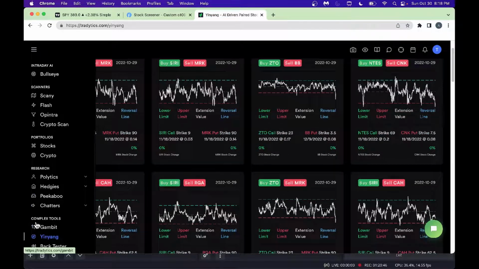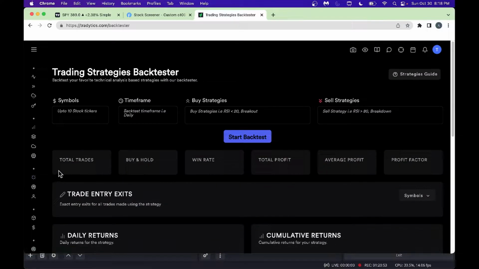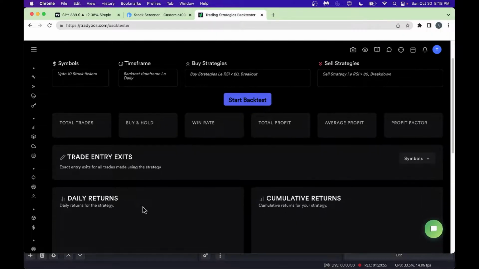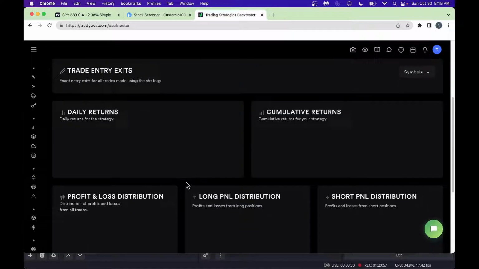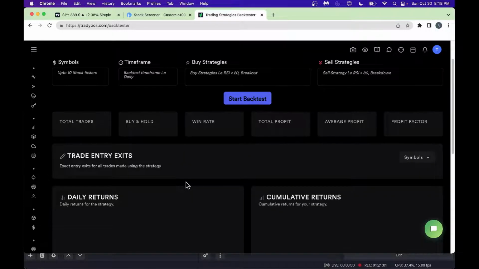All right, so now let's jump in here and look at backtester. If you want to backtest, you can look at the backtest here and backtest your strategies. I have not gone into too much detail about the backtesting here, but it looks like there are some facilities for backtesting here. You could select up to 10 tickers and a time frame and do the backtesting here. And there are some examples here, RSI less than 20 and so on and so forth.